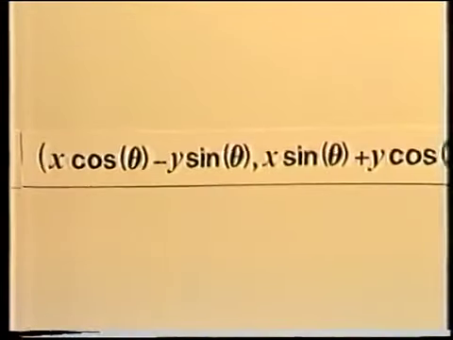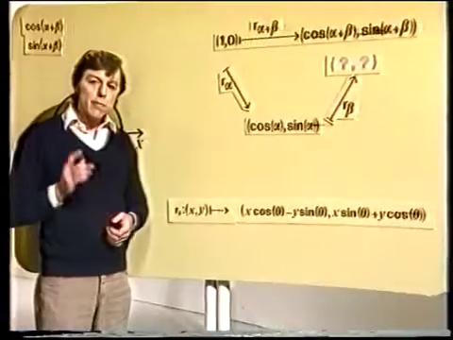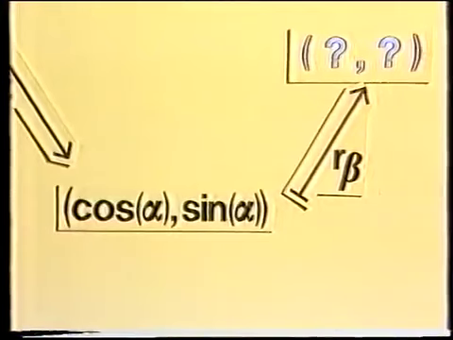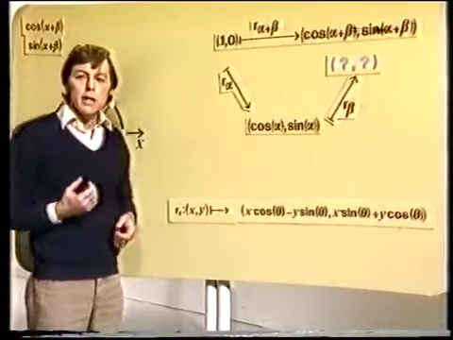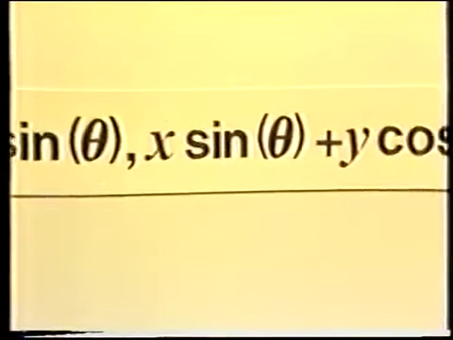Now, Norman, that's the general formula that you need to complete your problem. Remember that what I want is the result of r beta applied to the point cos alpha, sine alpha. And Bob's given us the general result for a rotation r theta. All I've got to do is to make the right substitutions.